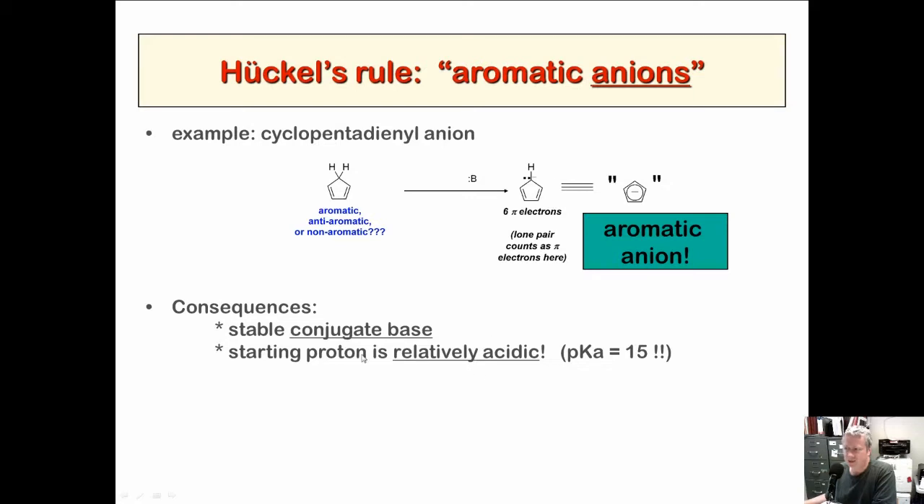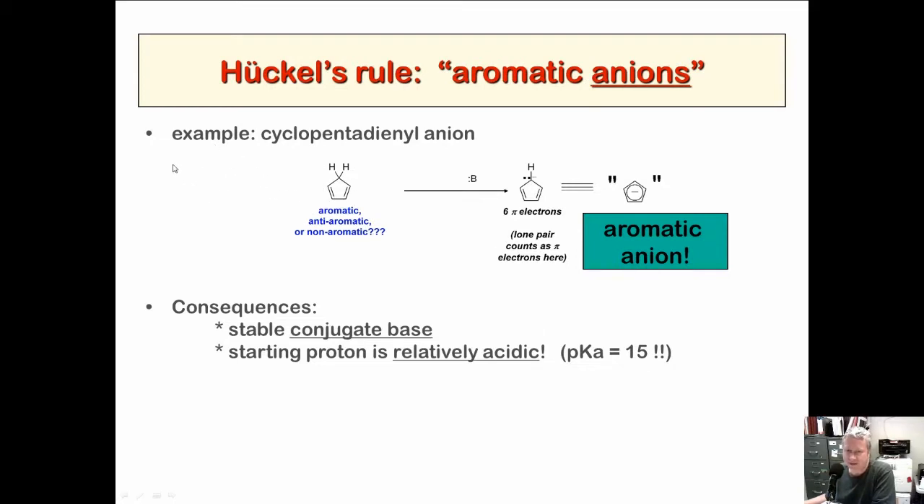And what's that going to do to the acidity of this CH2? Does it make it more acidic or less acidic? If you're forming a stable conjugate base, will that enhance the acidity or diminish it? What do you think? It's actually quite acidic. It's very acidic. pKa 15, right? Because what if it was just cyclopentane, right?